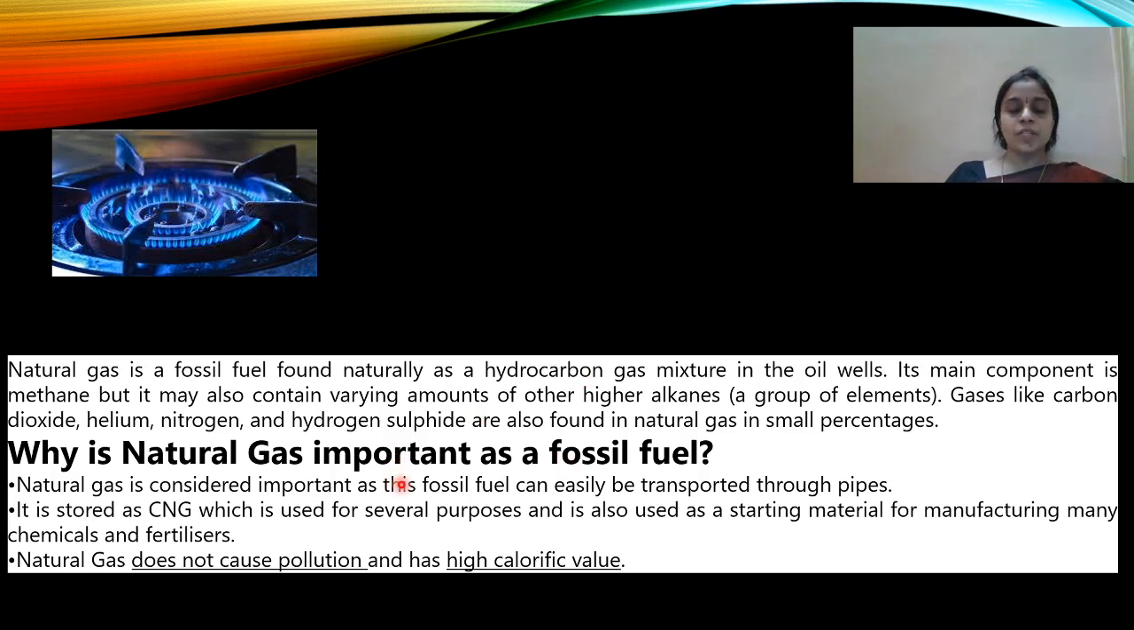So, why is natural gas so important as a fossil fuel? It is considered important because it can be easily transported through pipes. It is stored as CNG, which is used for several purposes, and it is also used as a starting material for manufacturing many chemicals and fertilizers. Natural gas does not cause pollution, and it has a high calorific value.